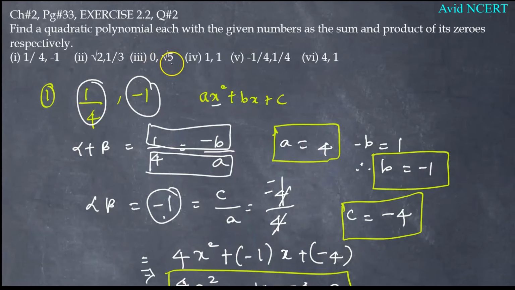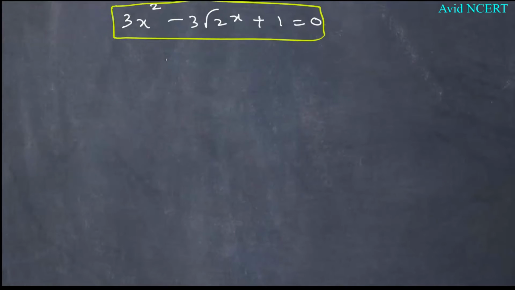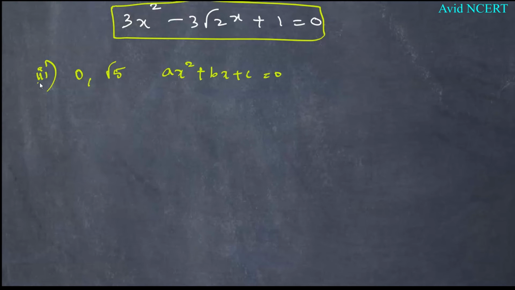The third problem is 0 comma root 5. So let's find it for this problem. Third problem, 0 comma root 5. We have to find ax square plus bx plus c equals 0. To find these values, we have to find alpha plus beta. So alpha plus beta equals 0, which means minus b by a equals 0. Therefore minus b by a equals 0.